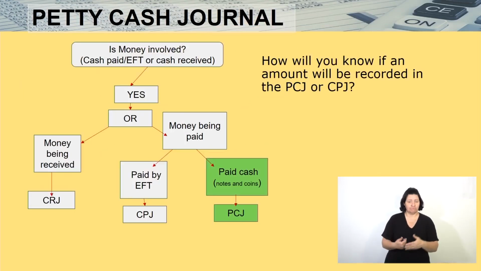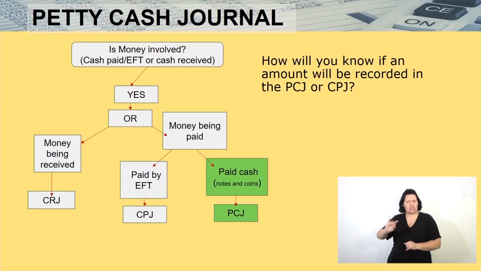As we move on, we now come to how the petty cash is moving in the business. In other words, how do we get to recording an amount in the petty cash journal? Remember that whenever we're dealing with petty cash journal, money has to be involved. So is there cash being received or being paid? If the answer is yes, and the money is being received, it has to go to the CRJ.